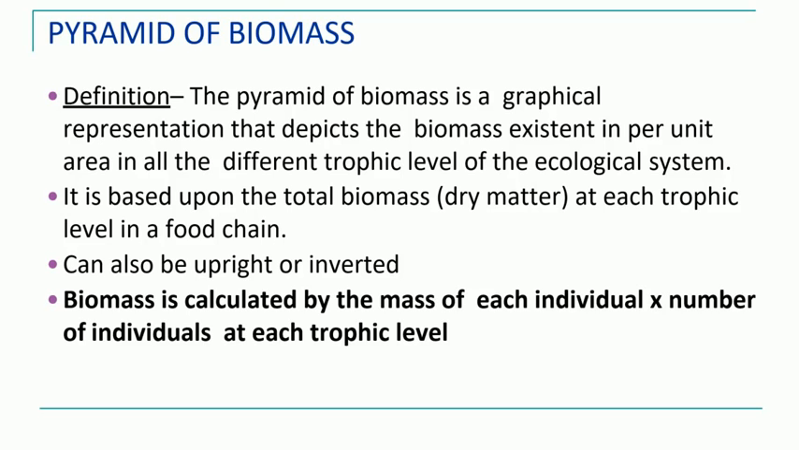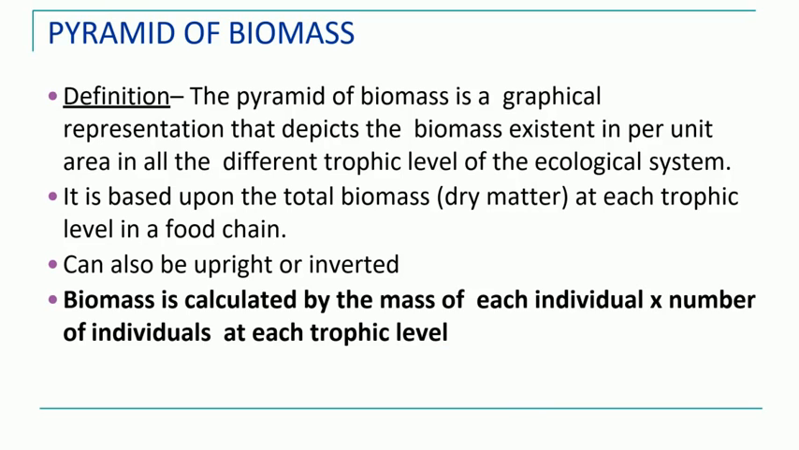So first of all, we should understand what is meant by biomass. Biomass is calculated by this formula, in which we take the mass of each individual and multiply it with the number of individuals at each trophic level. So for example, I have 100 trees and each tree has a weight of 10 kilogram. So I will multiply 100 into 10. That will give me the biomass for 100 trees.